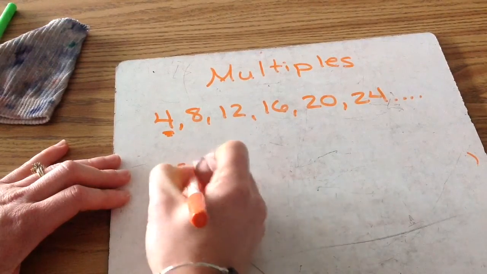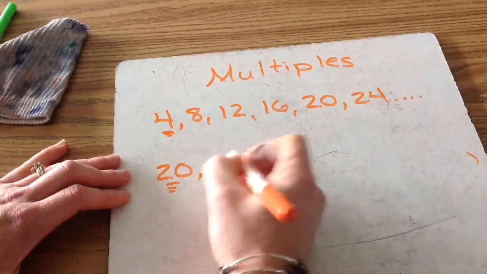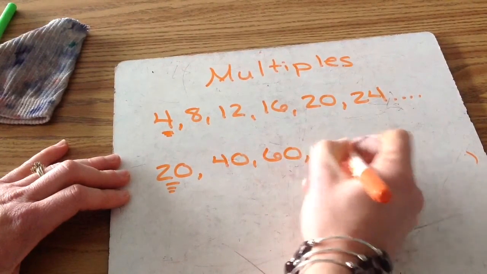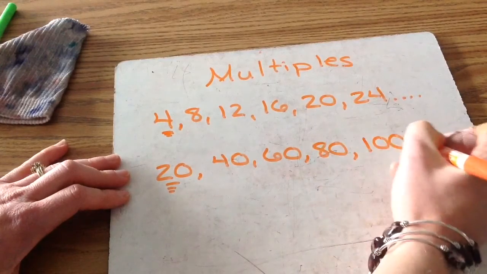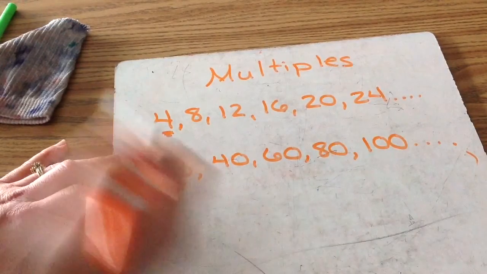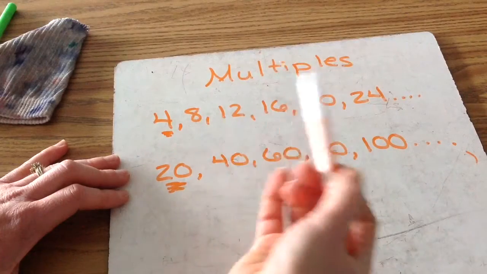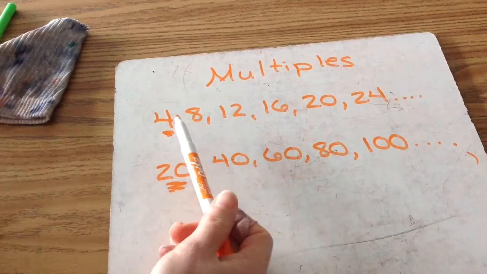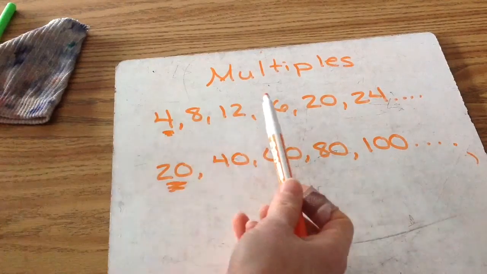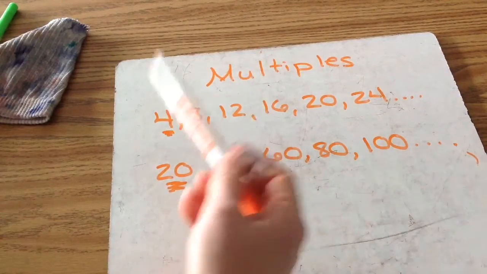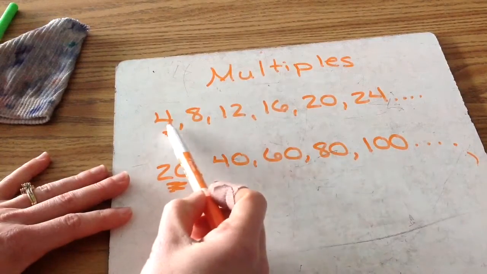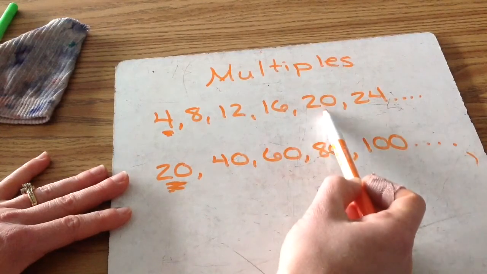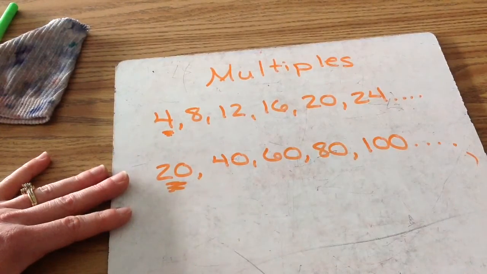If I started at 20, multiples of 20 would just be counting by 20s. 20, 40, 60, 80, 100, and on and on, counting by that first number. So when you ask for multiples of a number, it just means you're counting by that number. Now, this will help you with your multiplication facts because when you're counting by that number, this is 4 times 1, 4 times 2, 4 times 3, 4 times 4, 4 times 5, and 4 times 6.